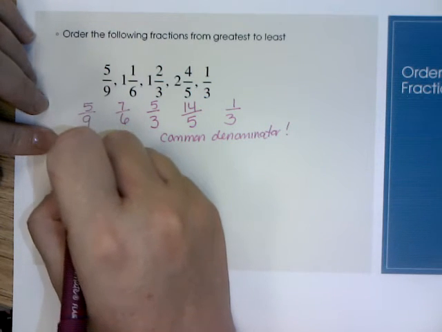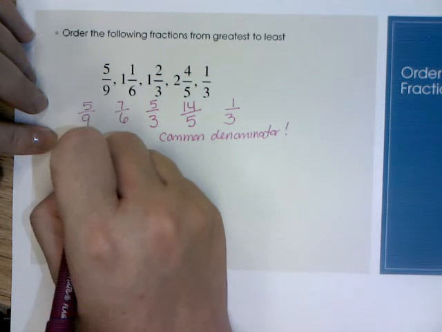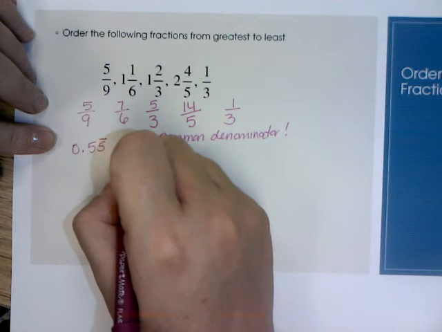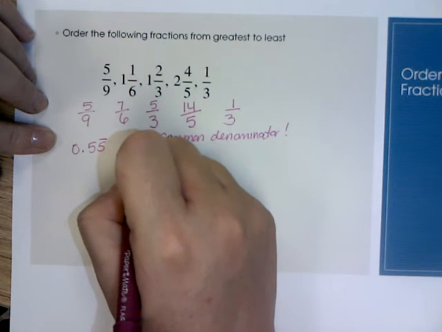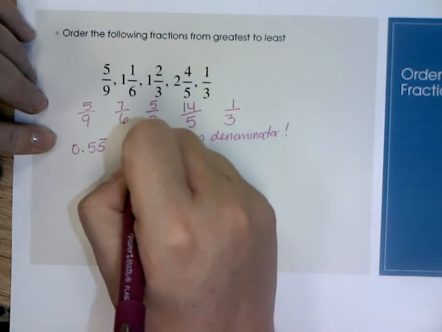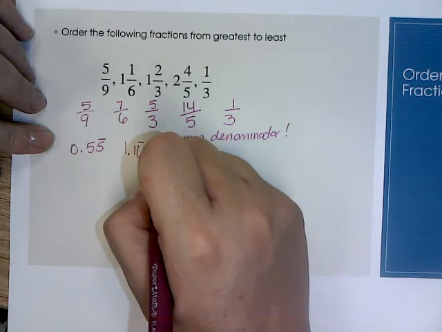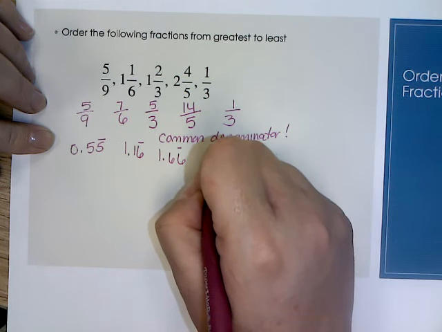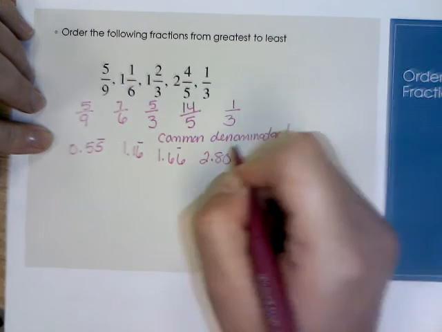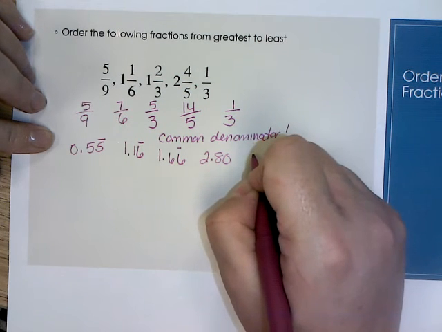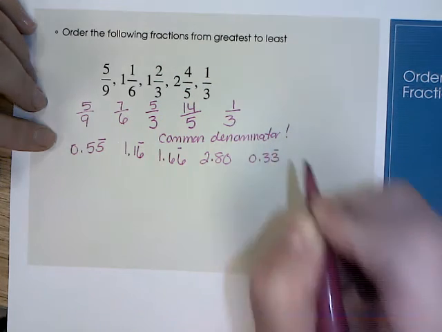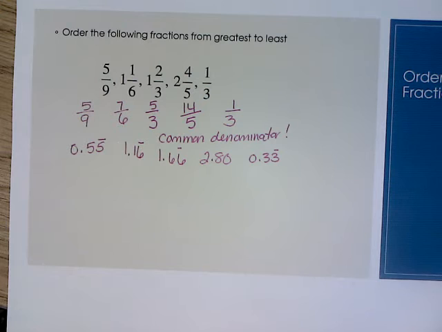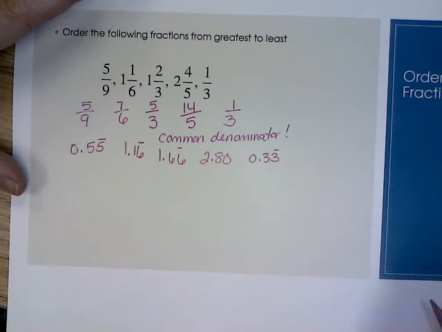So I'm going to have 5/9, which is going to turn into 0.55 repeating. 7/6 is going to give me 1 and 0.16 repeating. I'm going to have 1.66 repeating. I'm going to have 2.80. And my last one, I'm going to have 0.33 repeating. I'll go over one where we can use a common denominator to show you guys the difference between that.